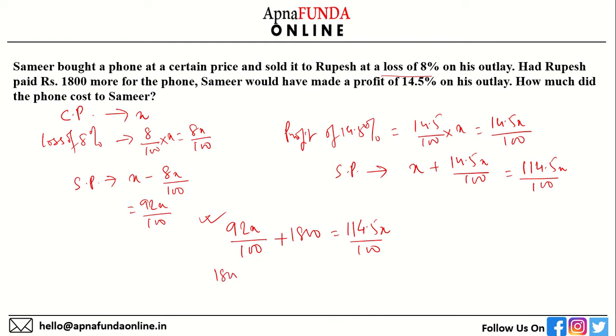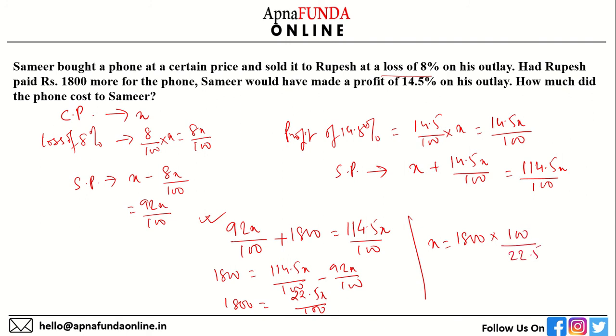Let's solve this. 1800 is equal to 114.5x by 100 minus 92x by 100. Correct? So 1800 is equal to just minus 114.5 and 92. This will give you 22.5x by 100. So x is equal to 1800 into 100 by 22.5.